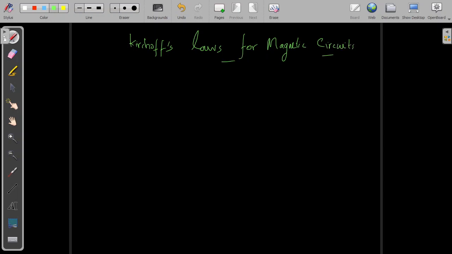Actually, Kirchhoff's laws are purely defined for electrical circuits. That is, Kirchhoff's current law and Kirchhoff's voltage law, your KCL and KVL. And these, first of all, we have defined for electrical circuits. Then we will extend the application of KCL and KVL, that is, Kirchhoff's laws.